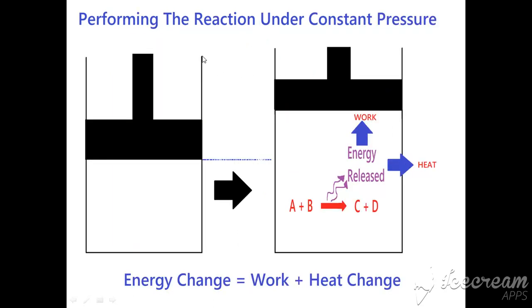But if we perform the reaction under constant pressure, what will happen? When the energy is released from the reaction, some amount of energy is used to increase the volume. That means there will be work done. And some amount of energy is used as heat. So the energy change is equal to the work done to increase the volume of the system plus the heat change of the reaction. Which means that if you have performed the reaction under constant pressure, energy change is not equal to heat change.